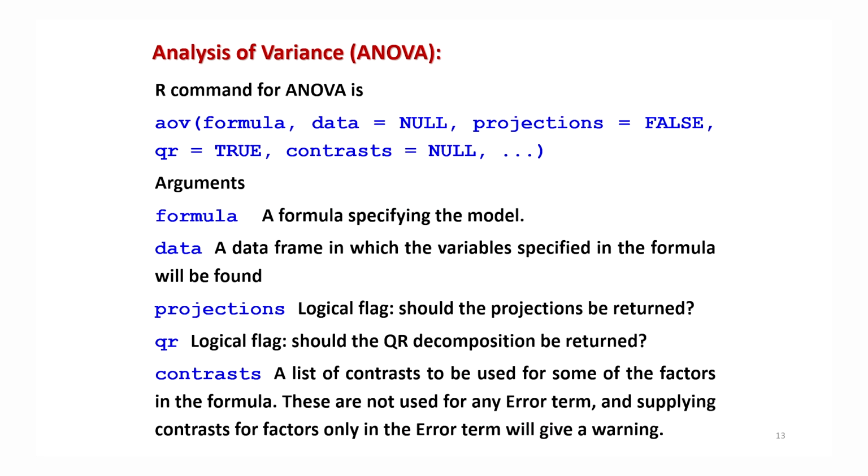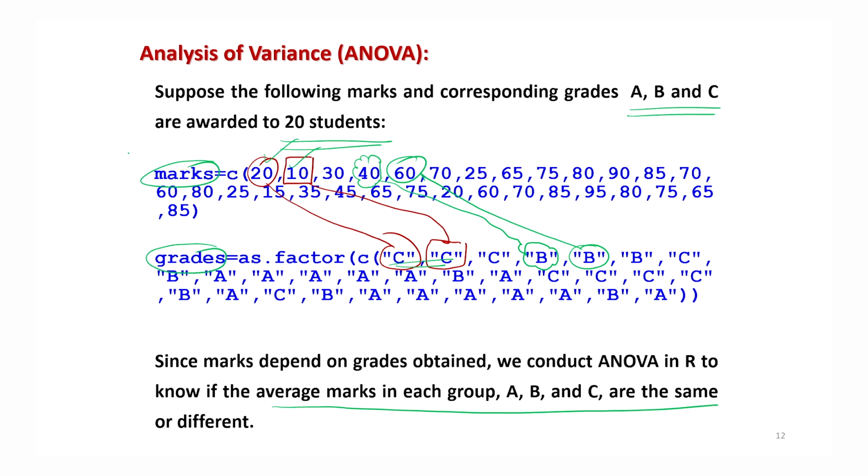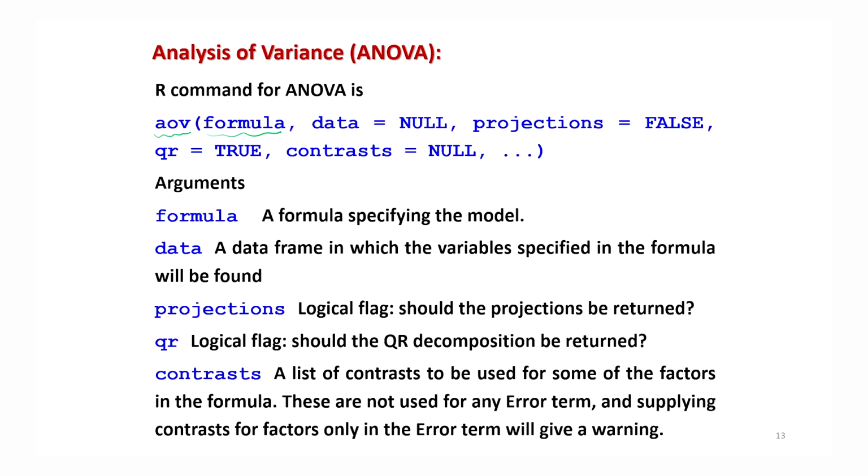So, now we want to understand whether the average marks in group A, group B, group C, or grade A, grade B, grade C, are the same or not. So, in our software, I will show you two ways in which you can conduct the analysis of variance. The first command in the R base package is aov, for analysis of variance. Then you have to give here the formula. Means in the formula, you have to specify these two variables, for example here marks and grades, because they are related in a certain way.